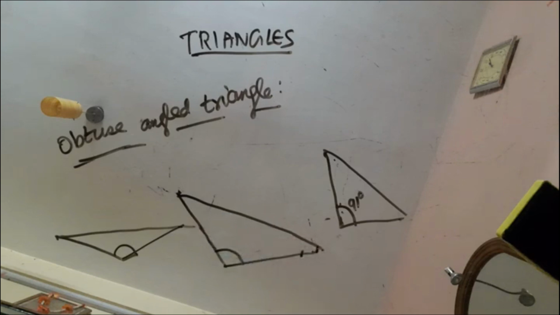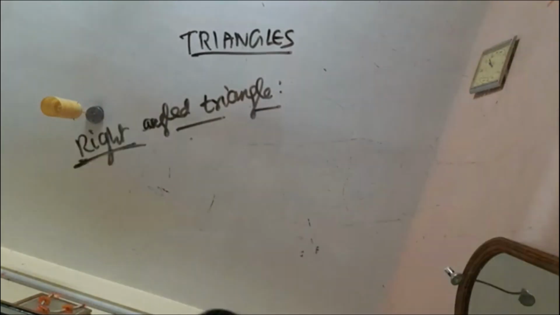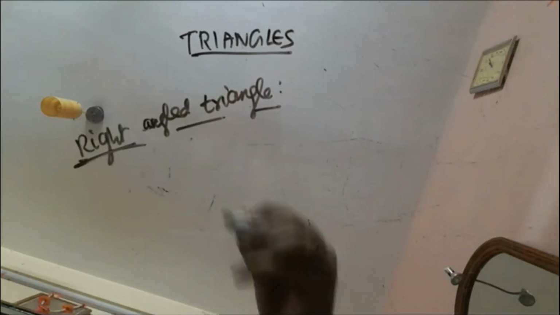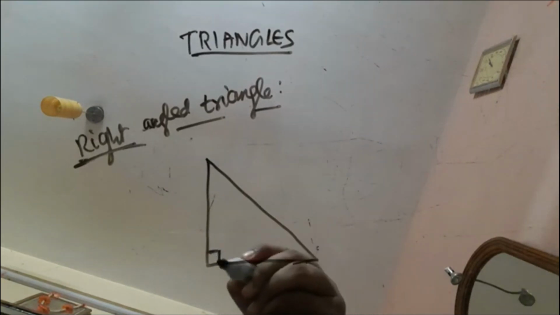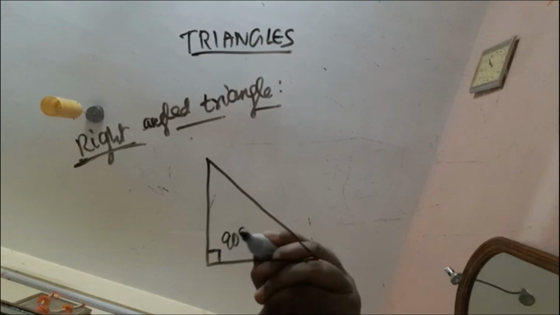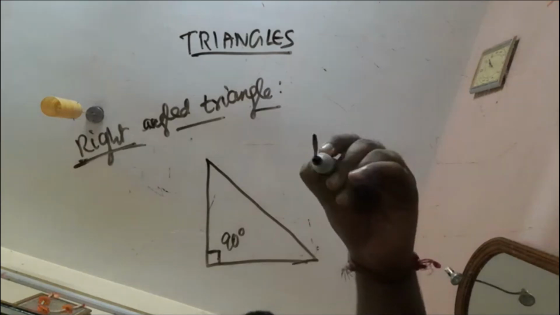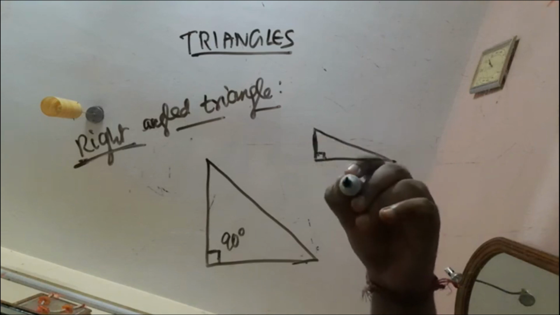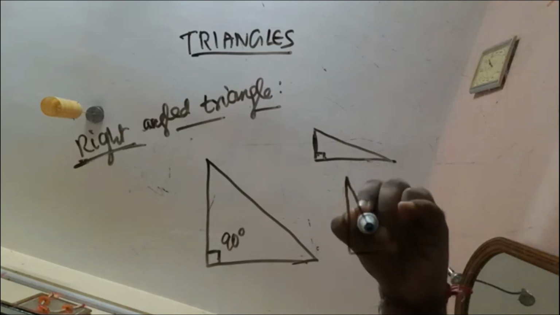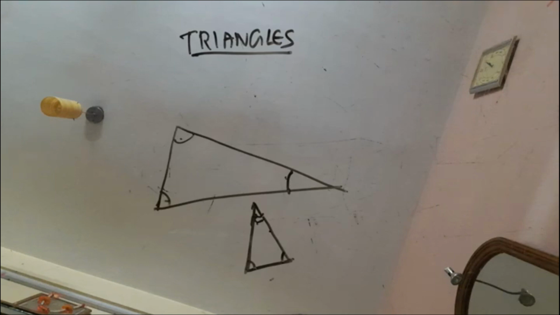Okay. Now we come to the most interesting of the triangles, which is the right angle triangle. As the name suggests, a right angle triangle must have one angle equal to 90 degree. Any triangle which has one angle equal to 90 degree is known as a right angle triangle. A right angle triangle may be this one. A right angle triangle may be this one. This may also be a right angle triangle. Okay. So any triangle which has one angle equal to 90 degrees is a right angle triangle.